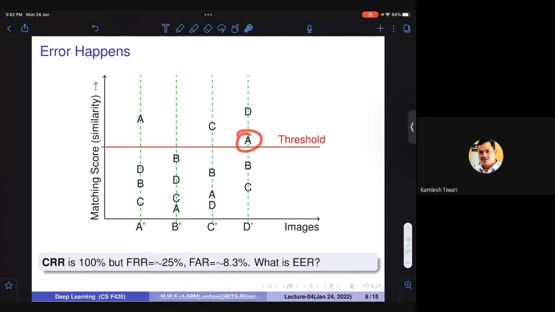And how many total number of genuine impostor matchings have we performed? 1, 2, 3, 4, 5, 6, 7, 8, 9, 10, 11, 12. Out of 12, one has actually succeeded. So 1 upon 12, it is going to be 8.3%.